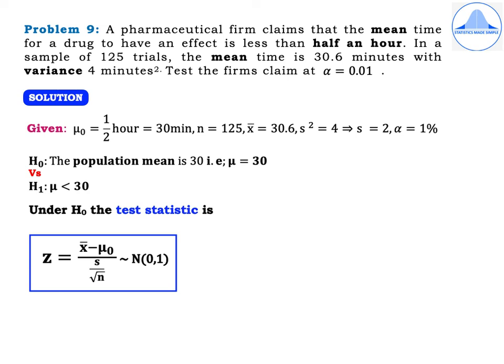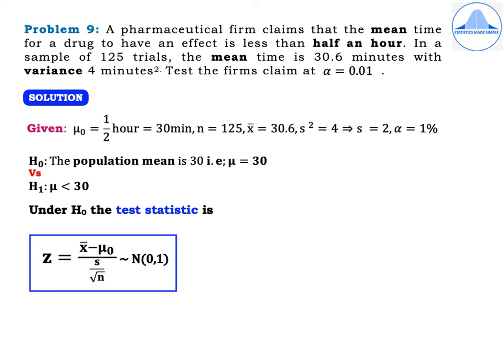Now we also observe that the sample size is 125 and the words mean and variance are present in the problem. So it is test for single mean for large samples. The first sentence starts with a pharmaceutical firm and it doesn't have the word random sample. So the values which are given in the first sentence is associated with the population. So from this sentence, the mean of the population is half an hour. In other words, under solution write given mu naught is equal to half hour, which is equal to 30 minutes.